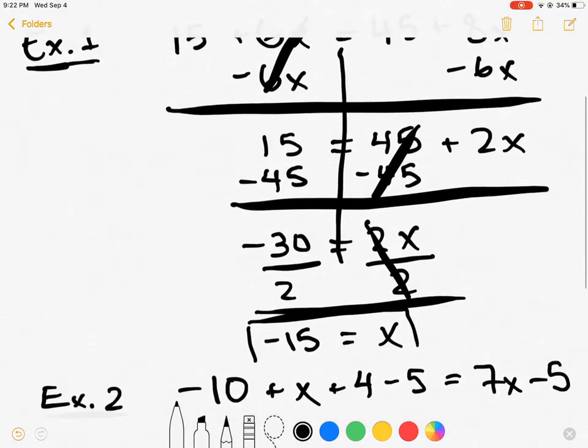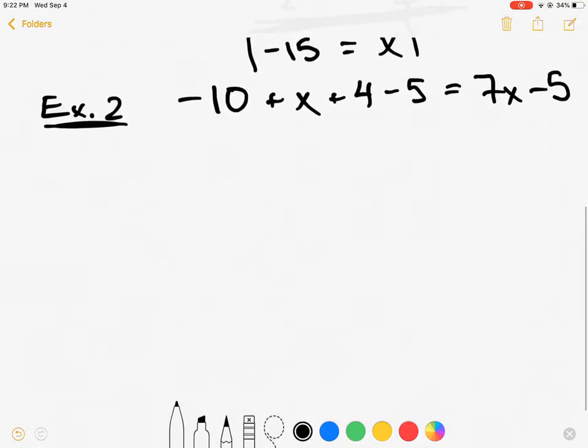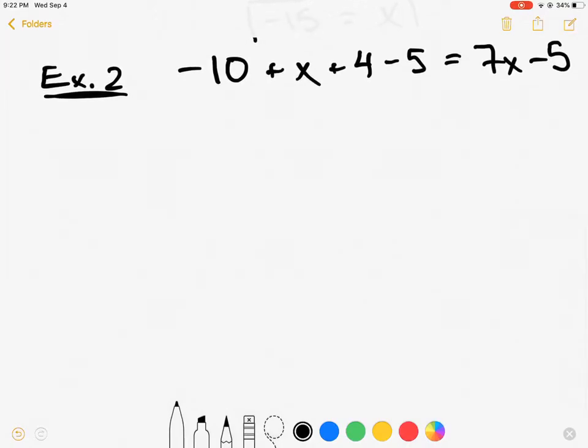Let's take a look at another example of a variables on both sides problem. This time we've got a slightly different problem. There are a few more terms on the left side of the equation. Let's read what the equation is asking us to do first. On the left side, we've got negative 10 plus 1x plus another constant 4 minus another constant 5 is equal to 7x minus 5 on the right side.